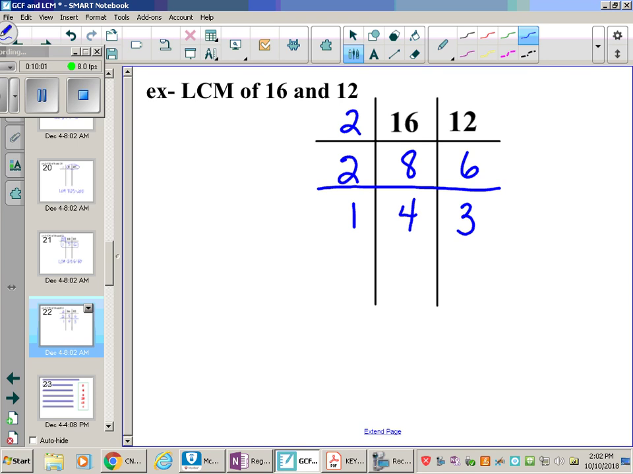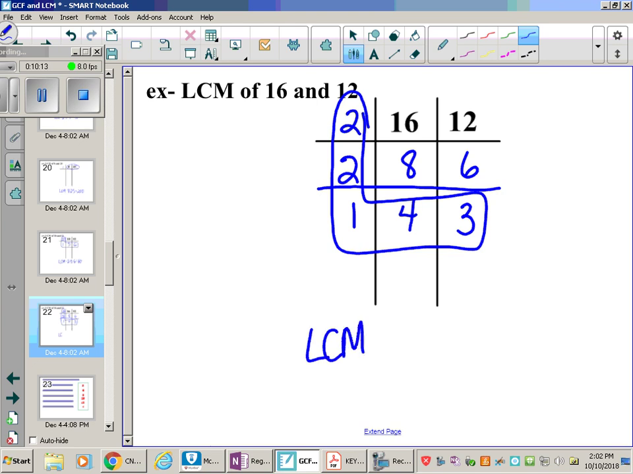So now I'm ready to find my LCM. Now notice I could find my GCF. My GCF, my greatest common factor, will be 2 times 2, which is 4. But my LCM, I got to come around the corner and make the L. So my LCM would be 2 times 2 times 4 times 3. 2 times 2 is 4, times 4 is 16, times 3 is 48. So my least common multiple of 16 and 12 is 48.